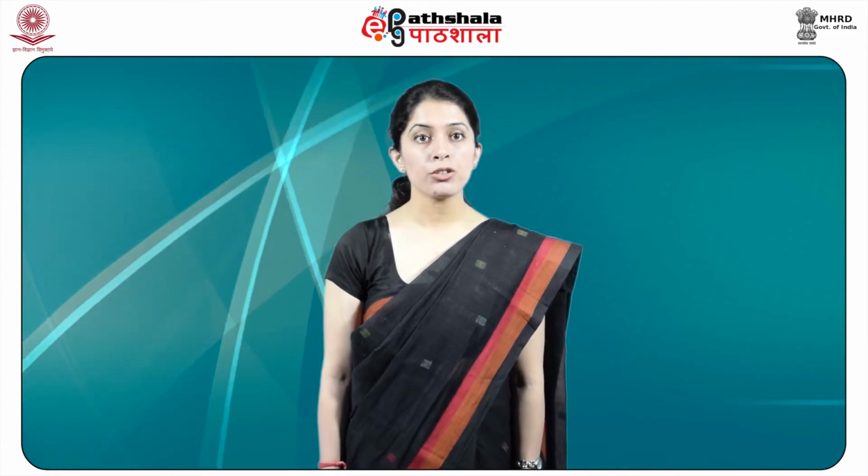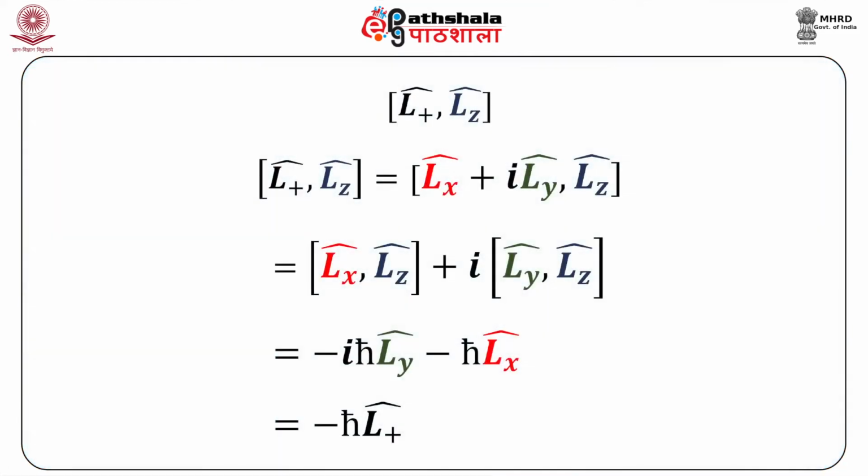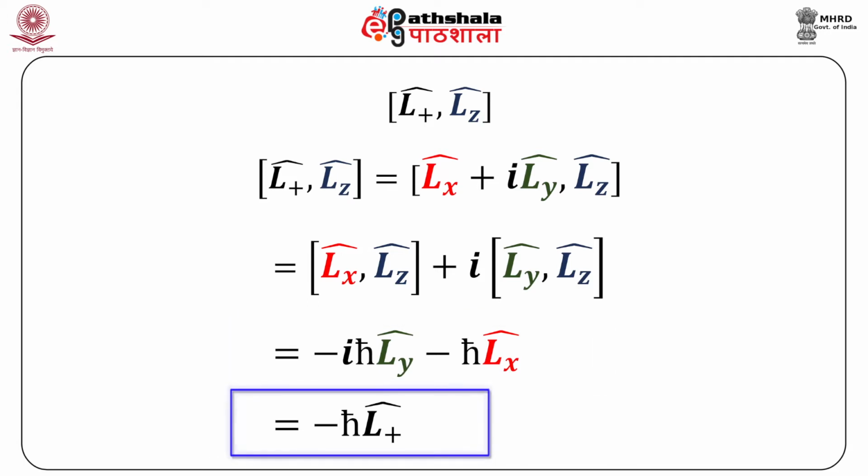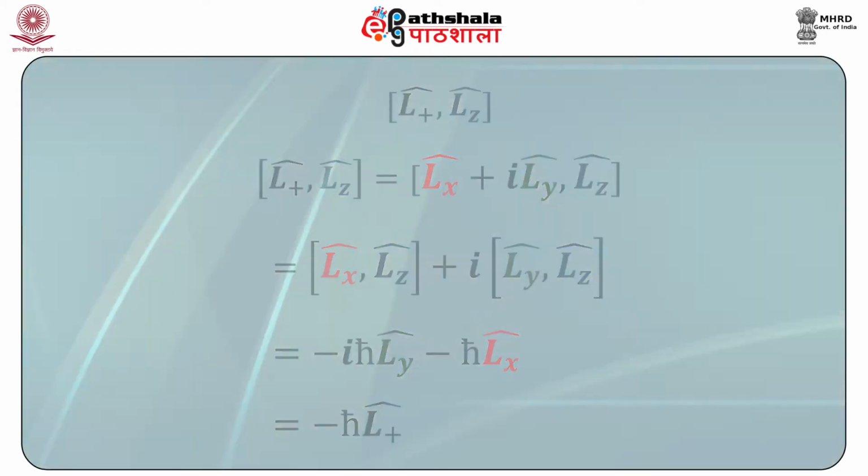First is the commutation of L plus and Lz components of angular momentum, where the substitution of the L plus operator modifies the expression to [Lx + iLy, Lz], which on simplification gives the expression minus iħLy minus ħLx, which is equivalent to minus ħL plus. So that means the commutator of L plus and Lz is minus ħL plus.